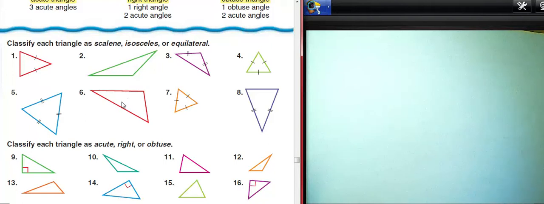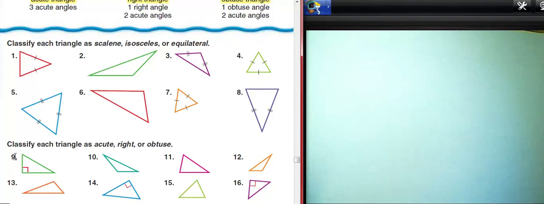So this triangle will be scalene triangle. What about question 7? We have 3 sides equal in length, so it will be equilateral triangle. Triangle number 8, we have two sides congruent. So this triangle will be isosceles. Question 8 will be isosceles triangle.